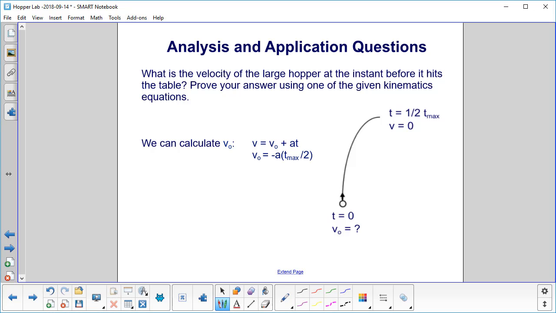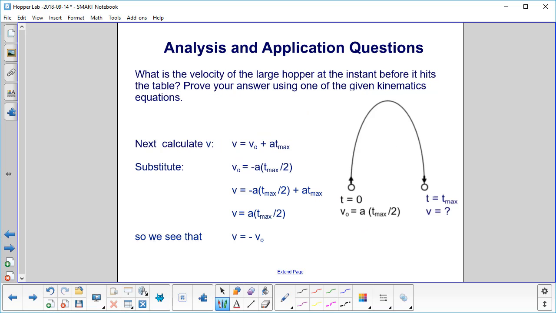So the process is first calculate V0 using the first kinematics equation. And what's your velocity at the top here, where your time is half of t max? Well, the velocity will be 0. So V0 will equal minus a times t max over 2. You just rearrange the first kinematics equation. And we're trying to find this V0 right here.